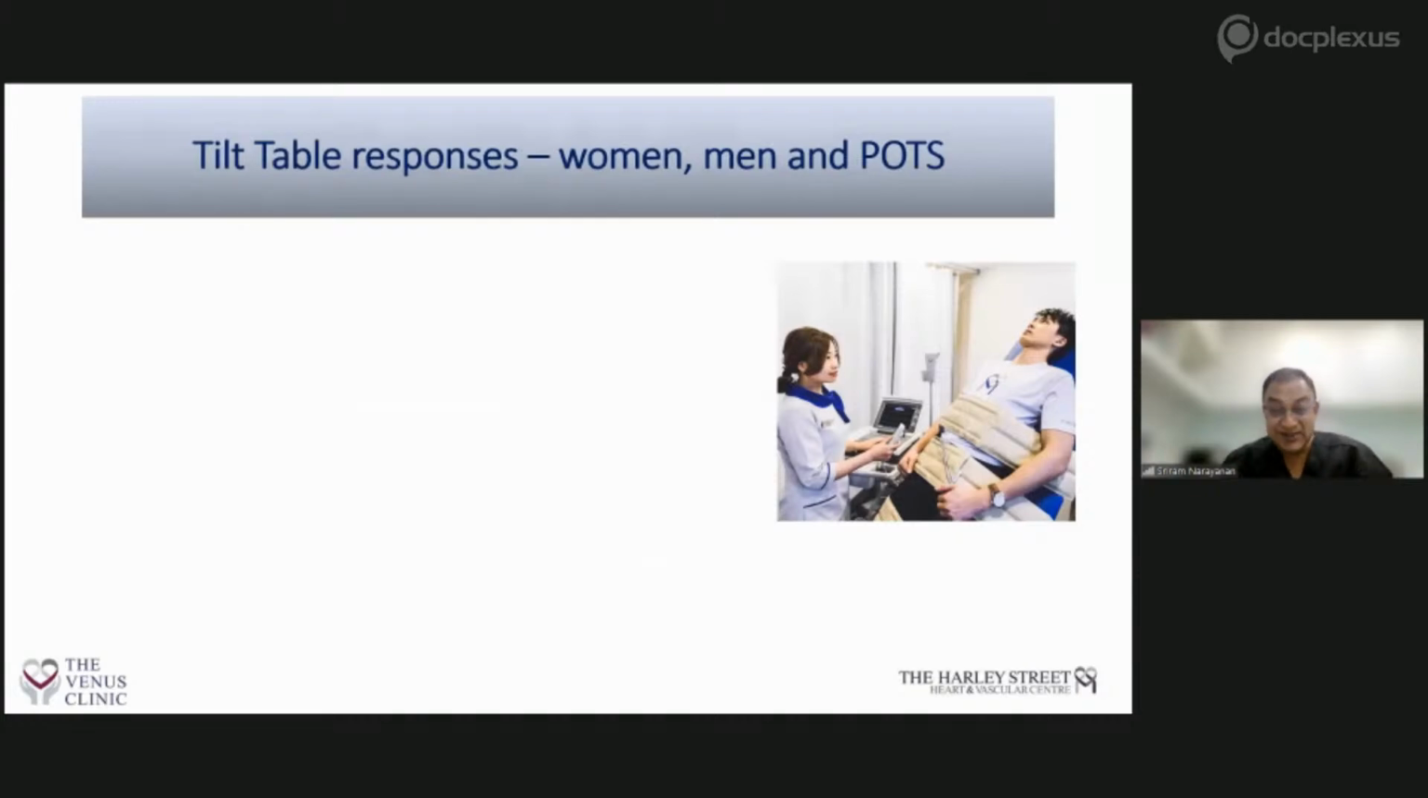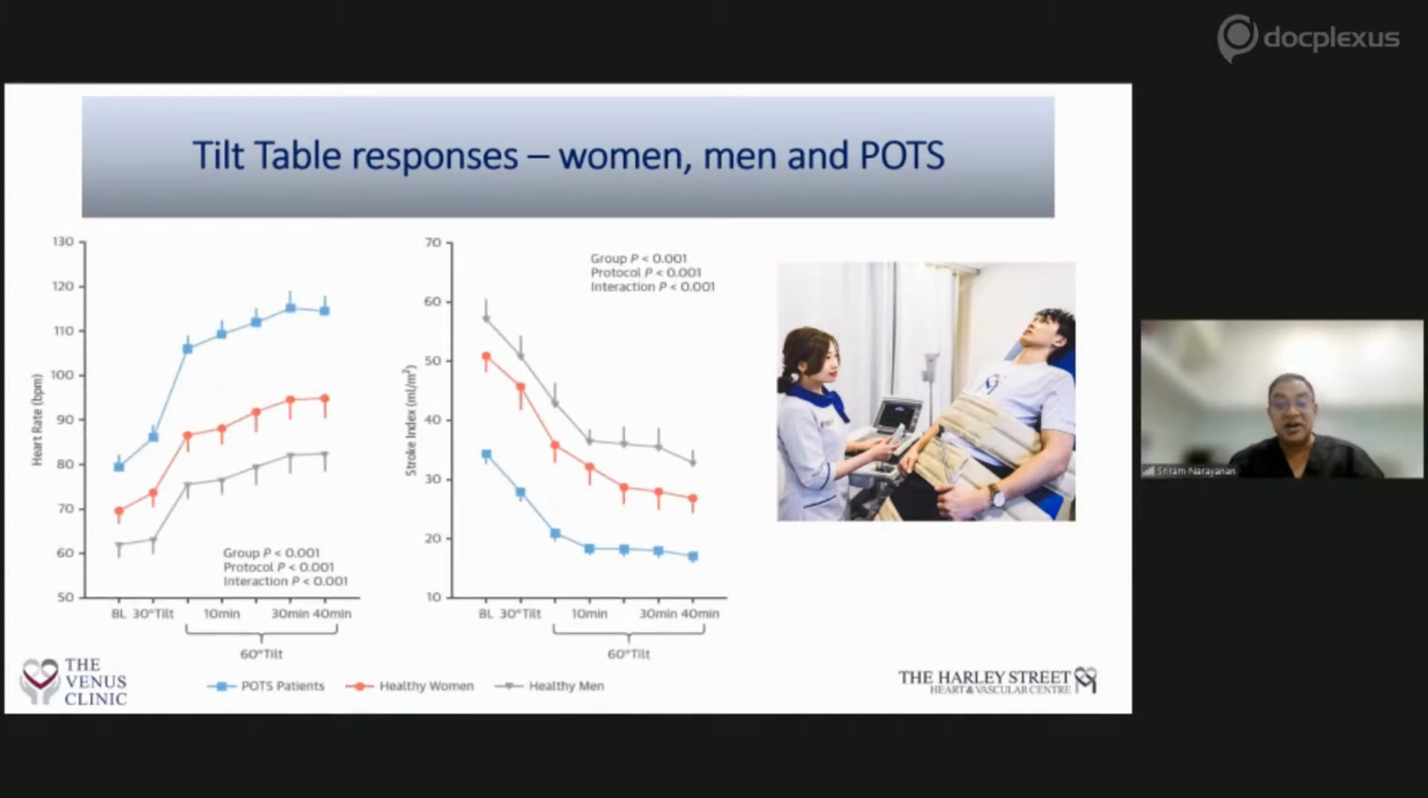The way to test is tilt table testing. A woman who presents with menstrual pain, with menstrual symptoms and chronic pelvic pain, we would do a tilt table test as well if they have some symptoms of POTS. If you see this graph on the left, it is the heart rate change. The blue line tells you the dramatic shift in heart rate in people who have POTS. The gray line is men, and the orange line is healthy women. And you can also see the change in the stroke volume index on the right side in the graph when you do a tilt table test, even with a 60-degree tilt.